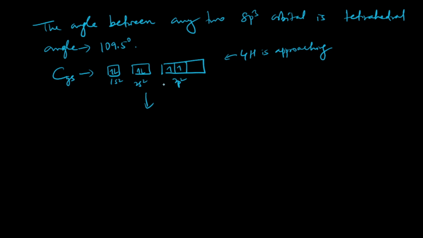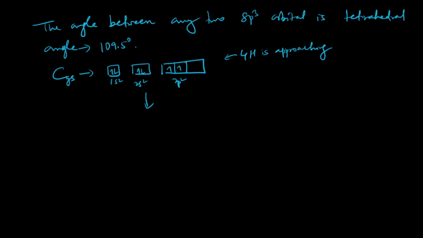In case of sp2, suppose only 3 hydrogen are approaching. In that case, it will do it with 1s and 2p, and form 3 hybrid orbitals, and accommodate those 3 hydrogen. Correct? So likewise, we have to see how many hydrogen are approaching. Based on that, we will process the hybridization.